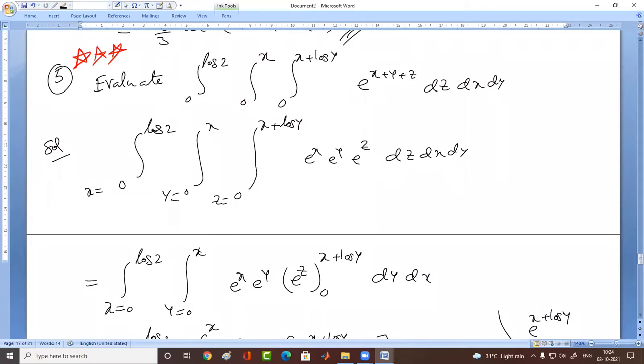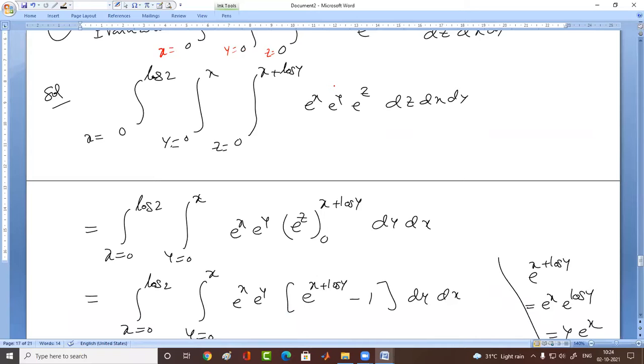This is in terms of x, so the next integral becomes x. This is in terms of x and y. That's why this is z, the other variable. So here x is completed, z is completed. Now coming to the third variable y. Here, first integrate with respect to z, then with respect to x, then with respect to y. This is the order of integration.